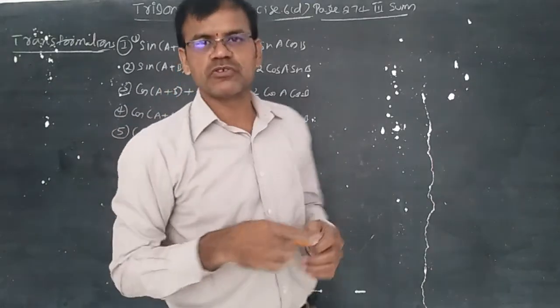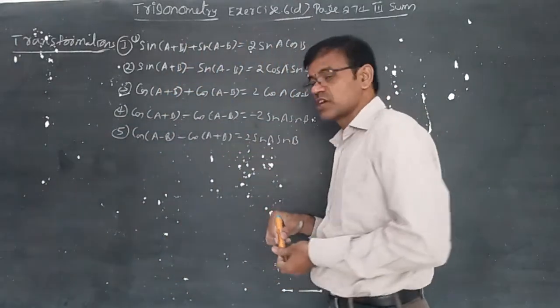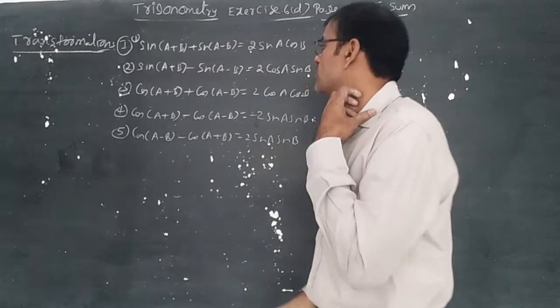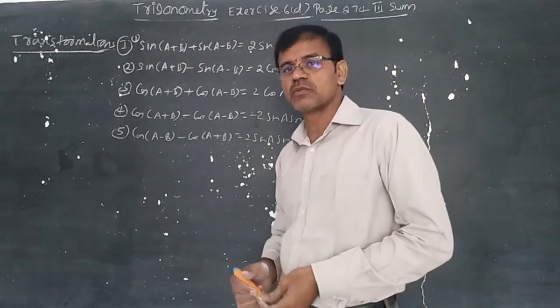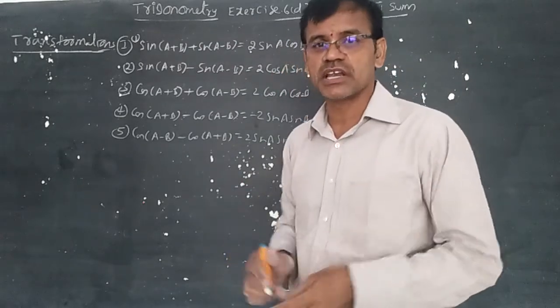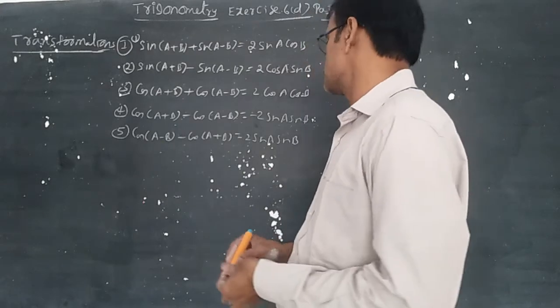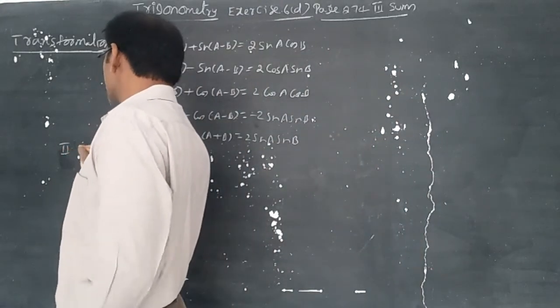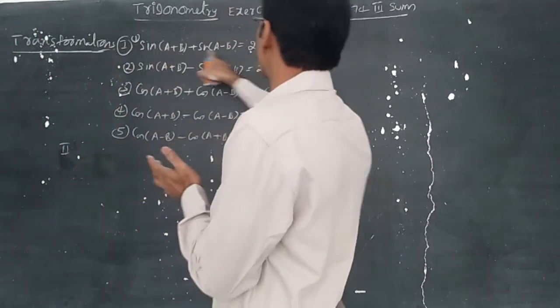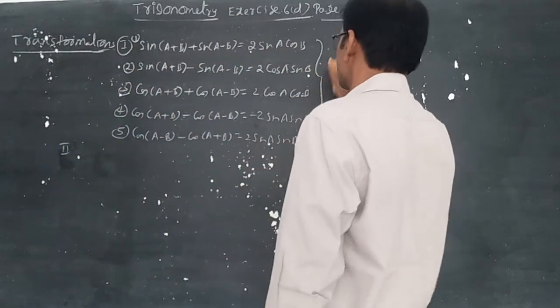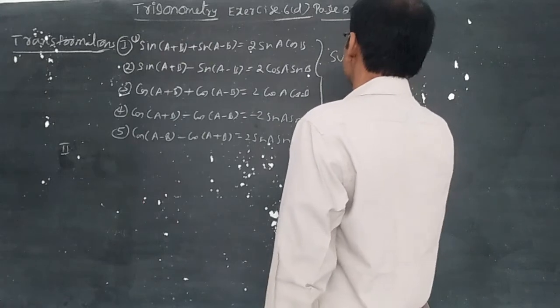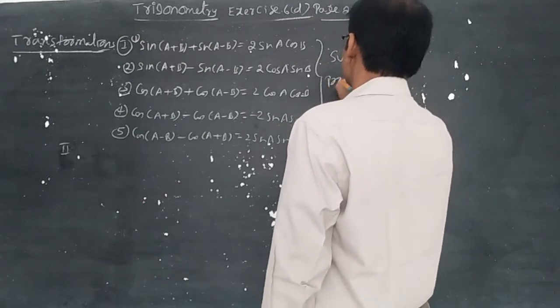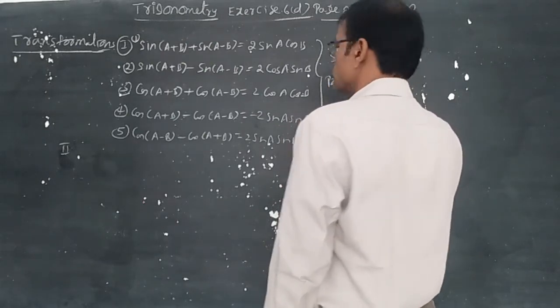Each and every formula you should write five times, then only you can understand. Then only will you be able to remember the formulas. If you cannot remember the formulas, you cannot understand any sum depending upon transformations. Now Roman number 2. So the a plus b concept is sum to product. This transformation is called sum to product.